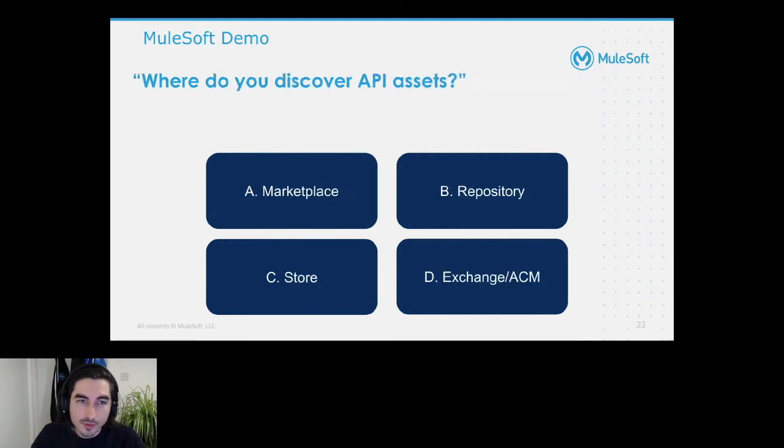This is question 2. This is round number 2. Where do you discover API assets? Is it A, in the marketplace, B, repository, C, store, D, Anypoint Exchange, or API Community Manager? Where do you discover API assets? Please mark the correct answer for round number 2. Okay, we will move on.